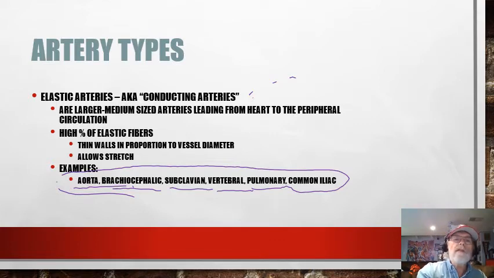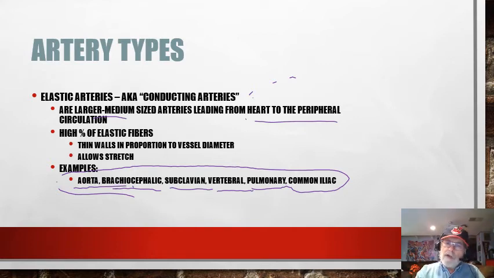So they're large and medium-sized arteries that go to the peripheral circulation. Again, they have a high number of elastic fibers, which means the walls are able to stretch. They're strong, they'll be held together, but the walls will be able to stretch, and then they snap back because of the elasticity of those elastic fibers, which then propels blood forward.